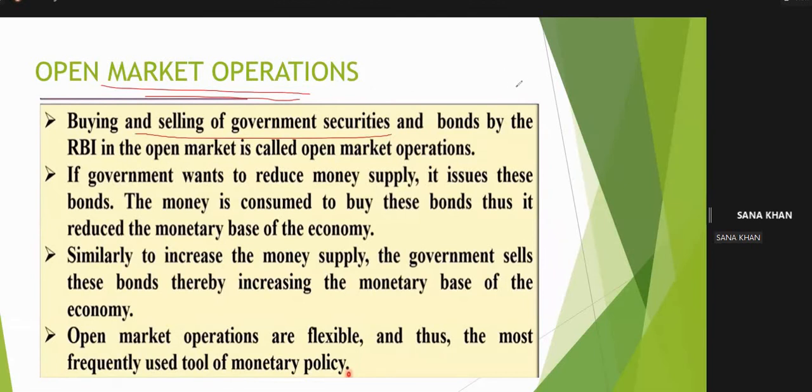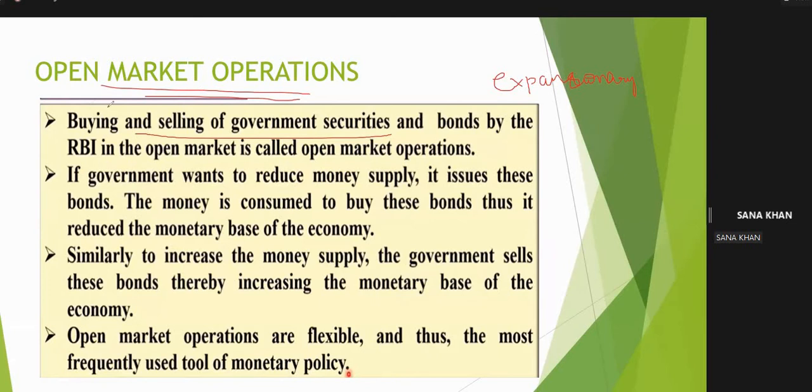If the government has to expand, inject more money, what can the government do? Sell bonds. Will the rate be increased or decreased? Buying and selling of government securities. Will the government buy or sell, or the RBI? Government will sell.